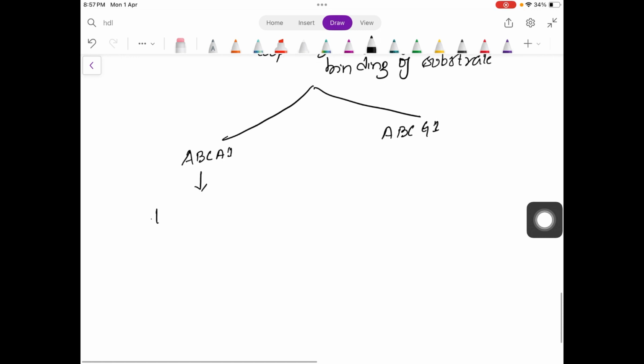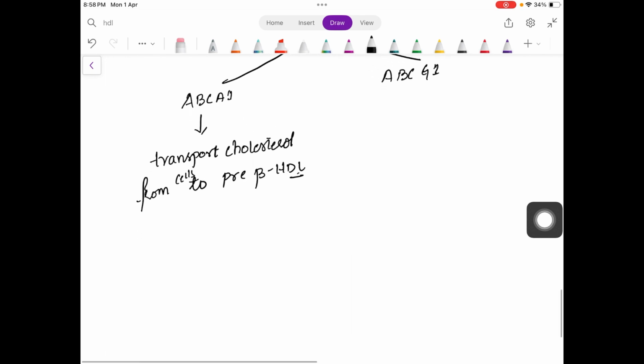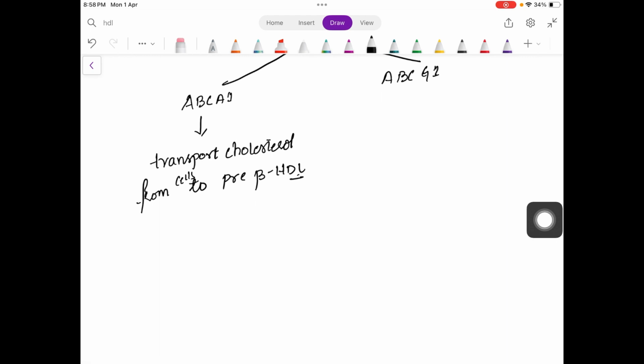This ABCA1 will transport cholesterol from cells to pre-beta HDL, and they will form HDL3 molecule.